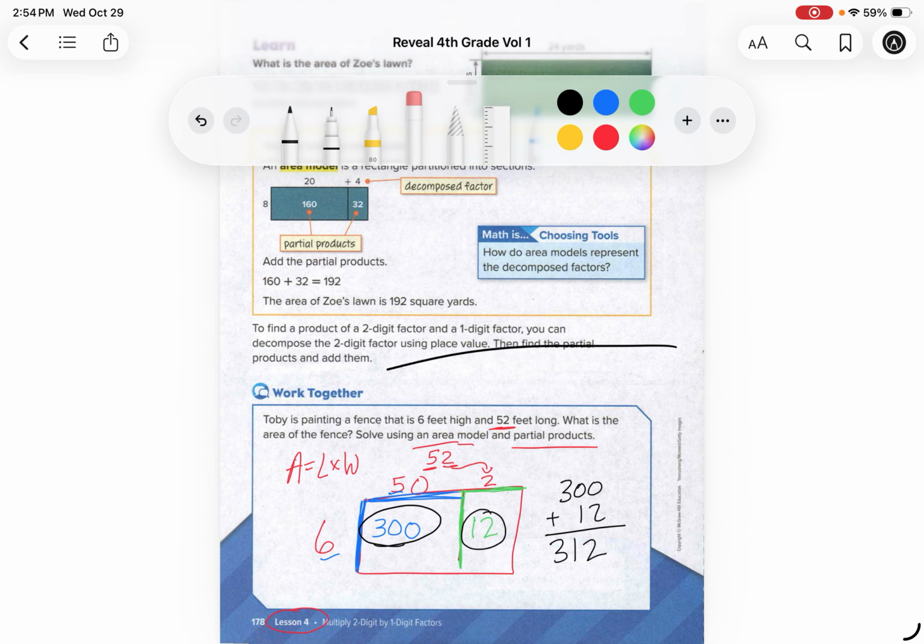And our next page, are you going to cooperate? And there we go.